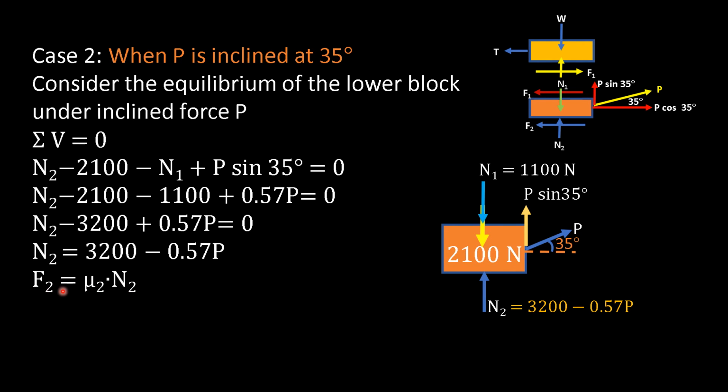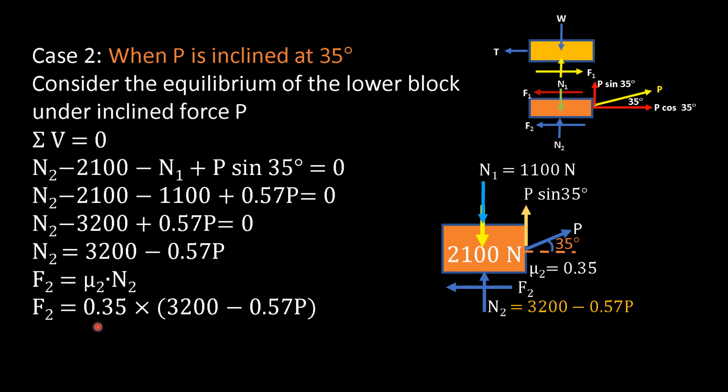Now F2 equals mu2 N2, where F2 is towards left and mu2 is 0.35. So it becomes 0.35 multiplied by N2, which is 3200 minus 0.57 P, which gives us 1120 minus 0.20 P. So which is the value of F2.